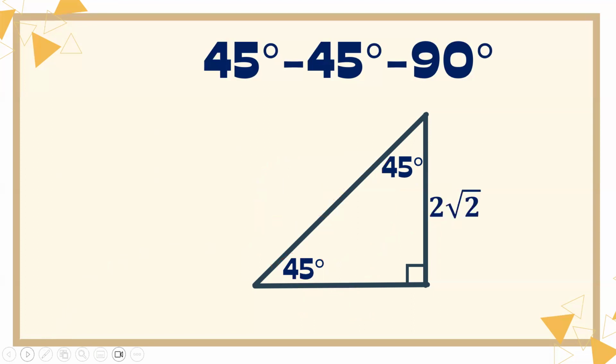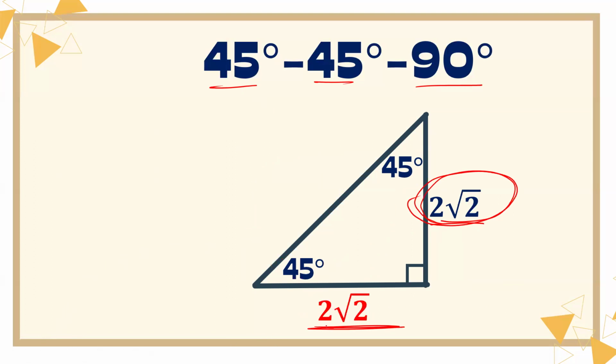Now let's have another example. What if the length of the leg of a right triangle that has angles of 45, 45, 90 is 2 square root of 2? One leg has a length of 2 square root of 2. What do you think is the length of the other leg? Very good. It's also 2 square root of 2 because we expect that these two sides are congruent to each other.